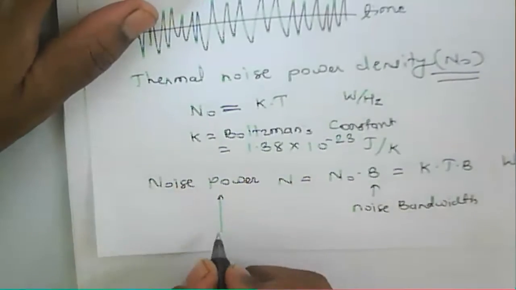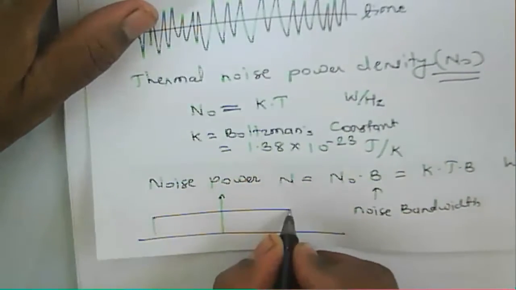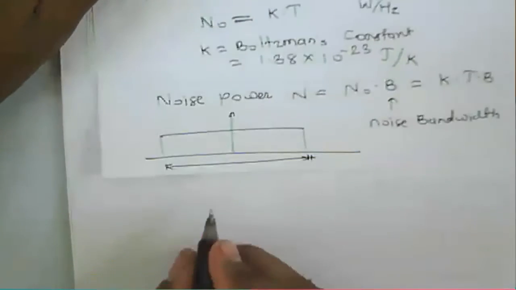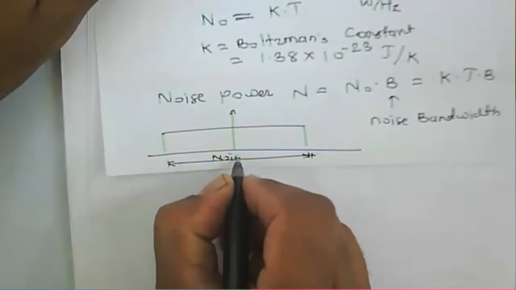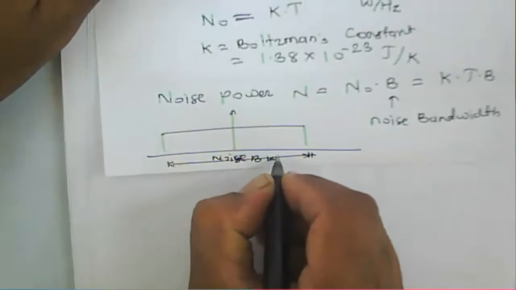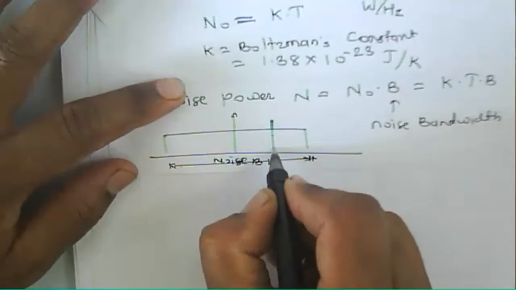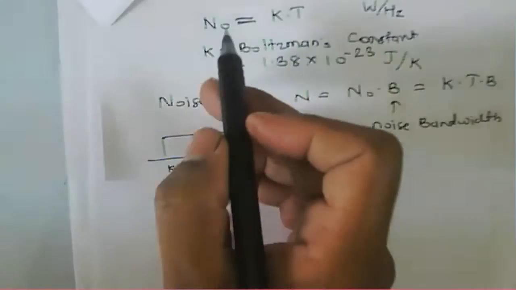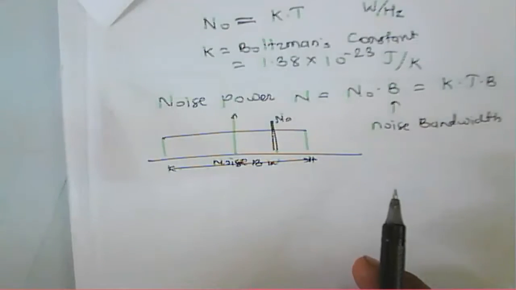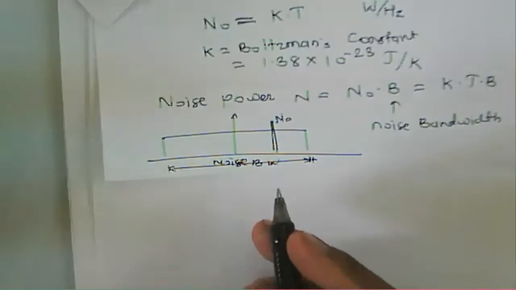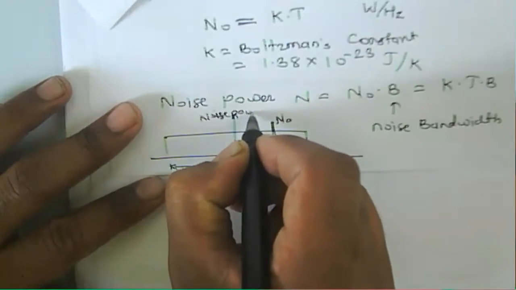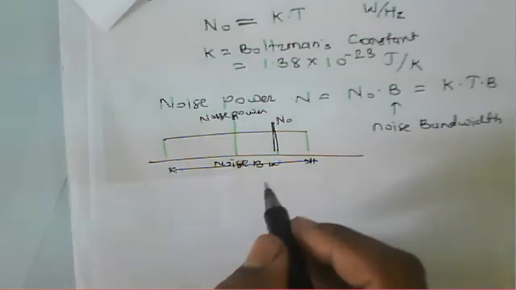Because if you see that we have the noise bandwidth, and this small frequency interval is nothing but N0, that is the thermal noise power density for a particular bandwidth region or a particular power. And this is what we can call the noise power density.